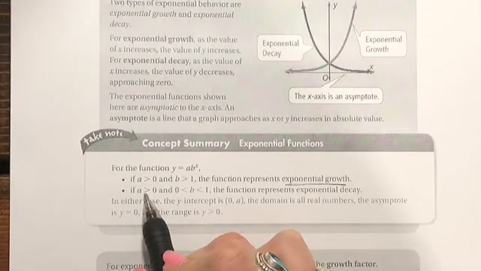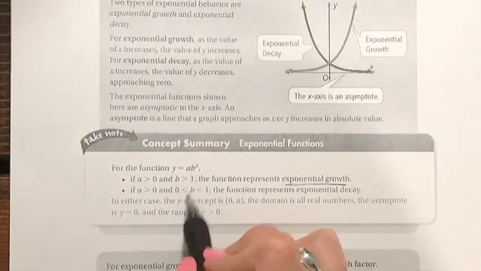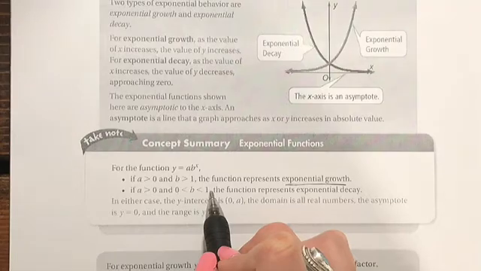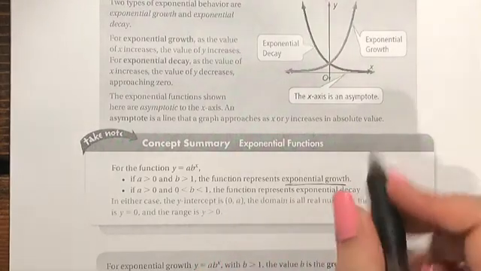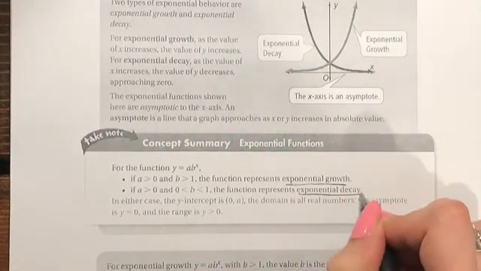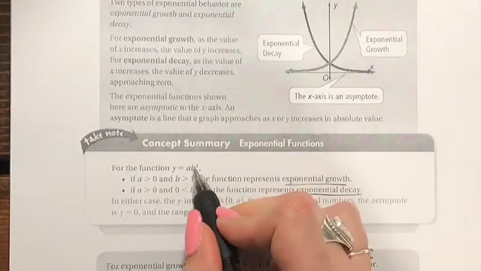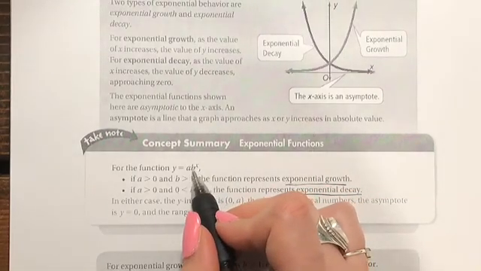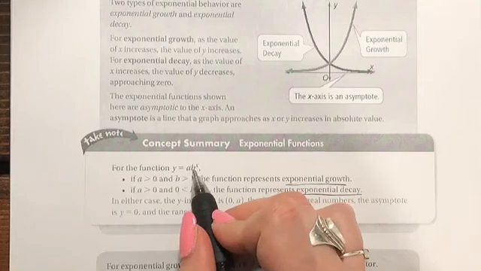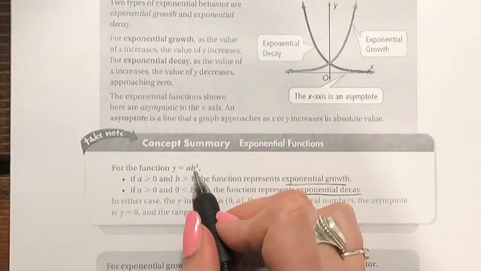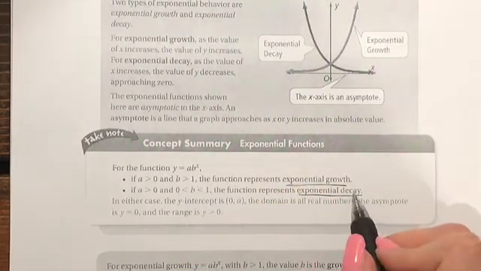If a is greater than 0, but b, the base, is between 0 and 1, so either a fraction or a decimal, that's when you're going to get exponential decay. So that b is going to be telling you whether it's growing or decaying. Again, if it's bigger than 1, it's exponential growth. If it's between 0 and 1, then it's going to be exponential decay.